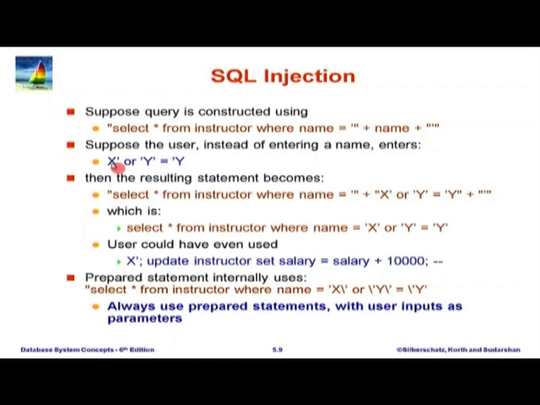But now here is something worse. Dying is fine, but a hacker can exploit this to do something very dangerous. Now what is this query supposed to do? It's only supposed to retrieve instructors with this name.